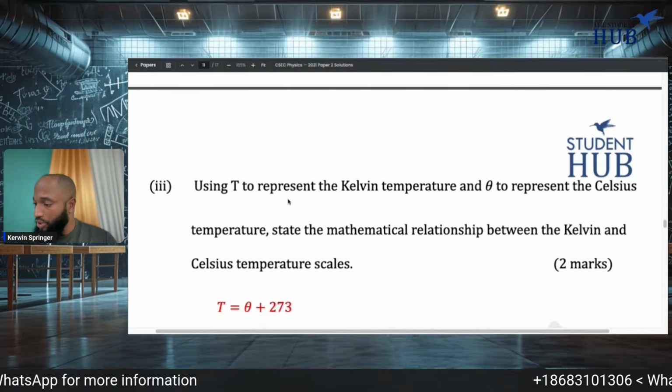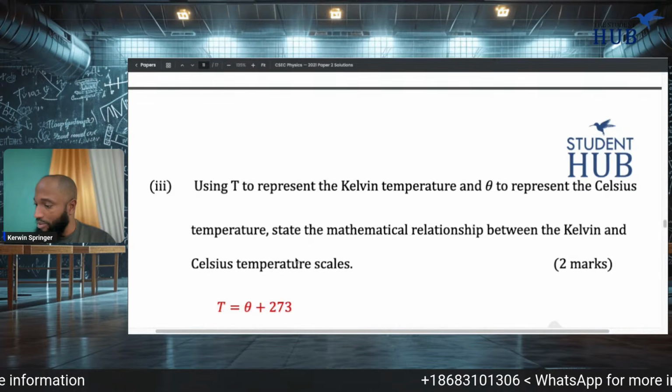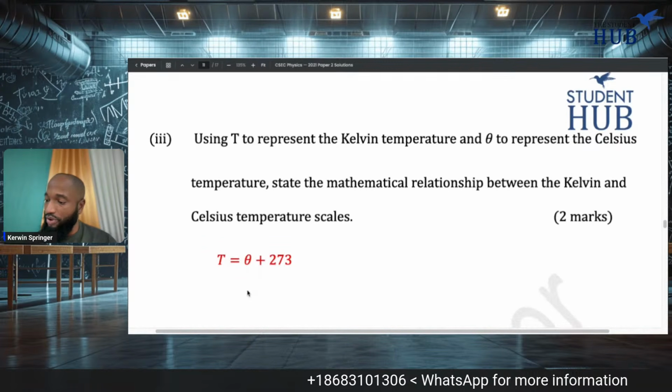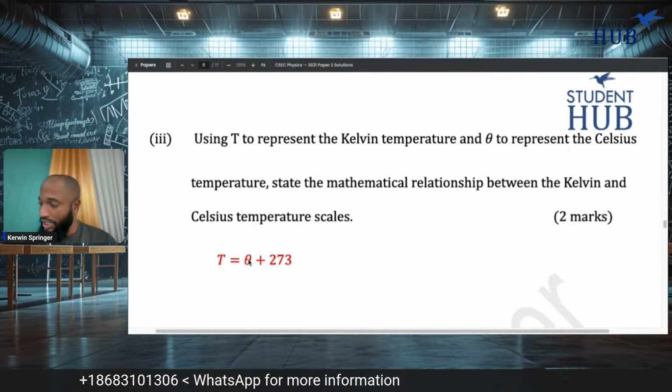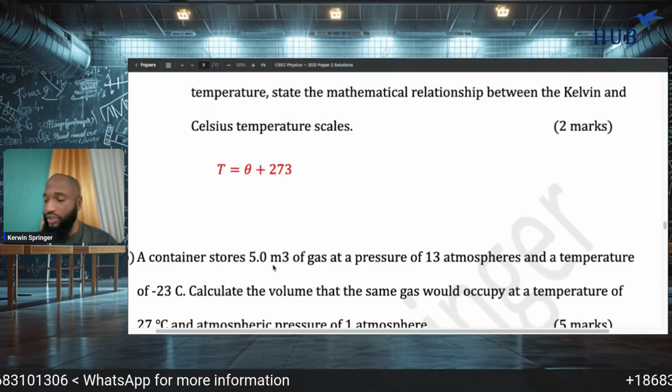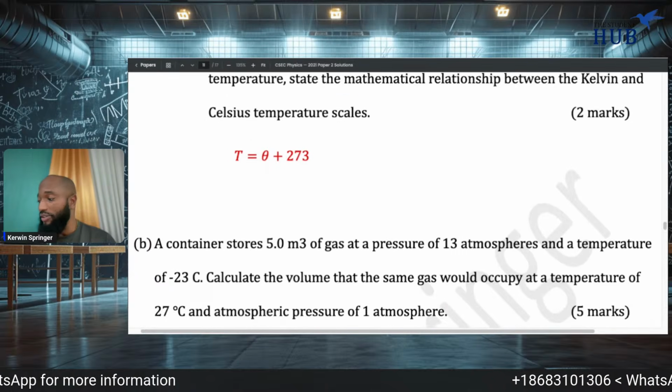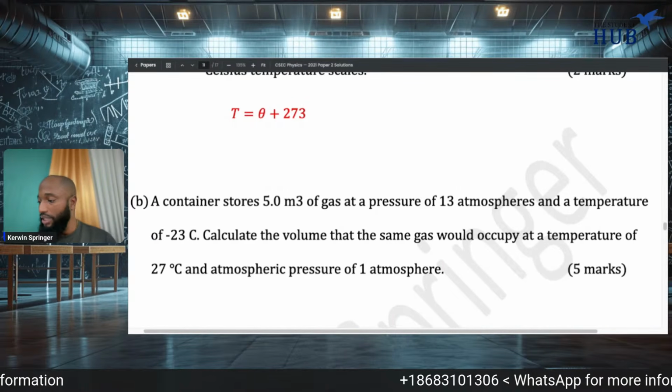So using T to represent temperature in Kelvin, come up with the mathematical relationship. This is free marks. Everybody should know this. T is equal to theta plus 273. Theta is in Celsius. You just add 273. I can't believe they gave 2 marks for that. Physics just giving away marks.